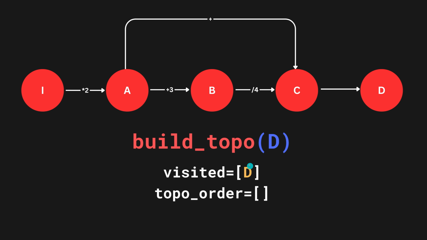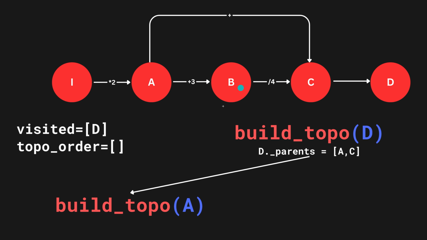And when we do that, we have to keep track of 2 things: what nodes have we visited, and what is my topological order, to create my topological sort. At the beginning, we start at D, so we've visited D, but nothing is in the topo order yet. You'll see how we build that up. D had 2 different parents, A and C, so we can pick either one. Let's just start at A, for example. So we're going to call build topo on A, because we're going to do essentially a depth first search. We've gone from D all the way to A, and now we're going to call build topo on A and see what happens.